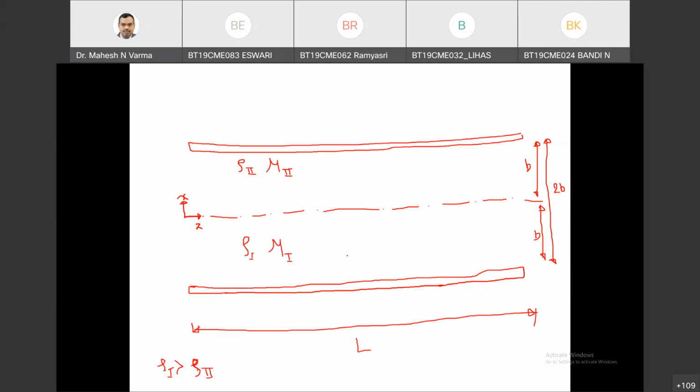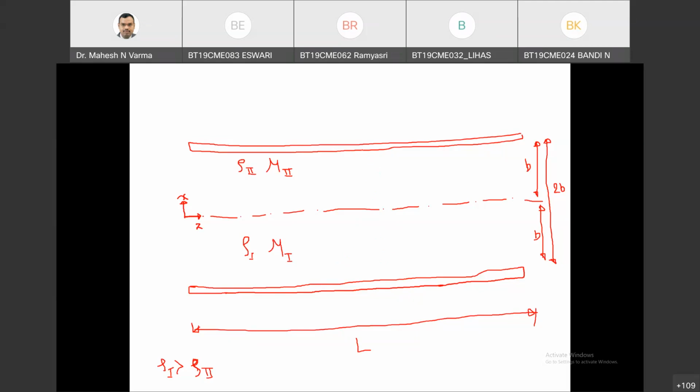Okay. So what is your expectation of the velocity profile? How will the velocity profile be? Sir, first we have to take the boundary conditions. We will get two boundary conditions, sir. Okay. So what is the expected velocity profile? How will the velocity profile look? Sir, it will be a parabola.